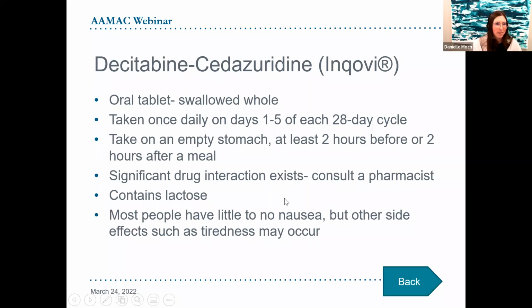And I do have our pharmacist on the line here, Courtney, and I said I'd give out her personal cell phone number. Just kidding, Courtney.